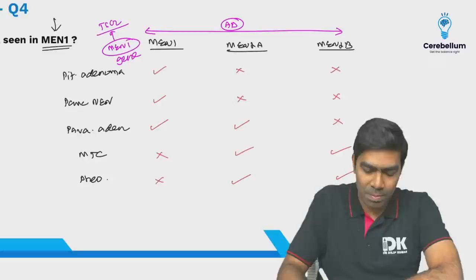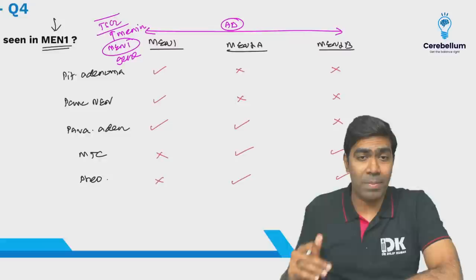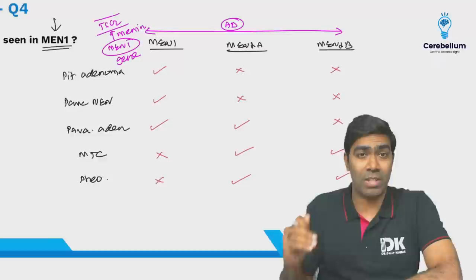It produces a protein called menin protein that is going to inhibit the PI3K-AKT pathway. I'll repeat, that's going to inhibit the PI3K-AKT pathway and the phospholipase C gamma protein kinase C pathway. It is basically a tumor suppressor protein, menin protein.